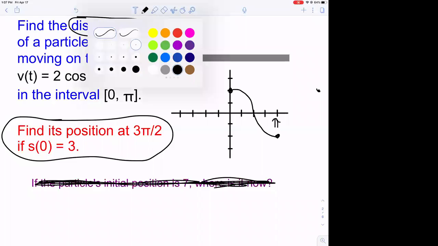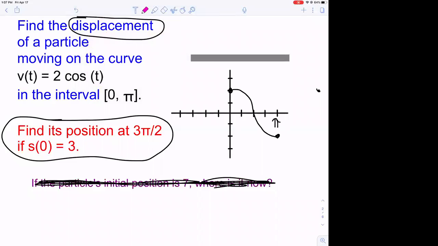Well, what is the displacement? We can probably predict that, right? The displacement is going to have those two cancel out, and we're just going to get 0, right? But if we want to double check it, we could just take the integral from 0 to pi.